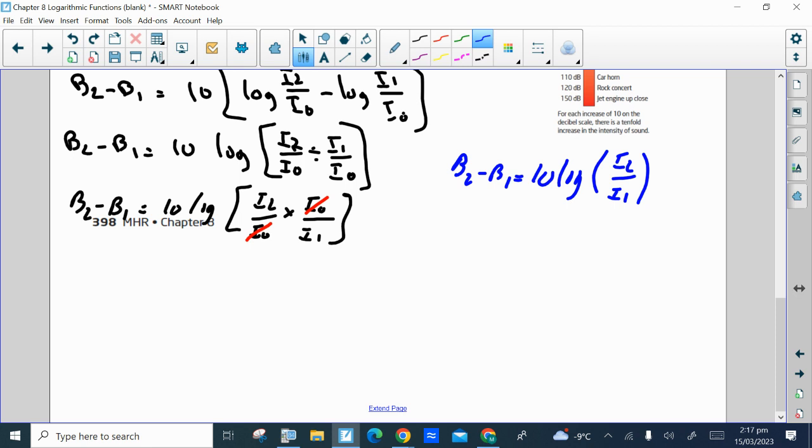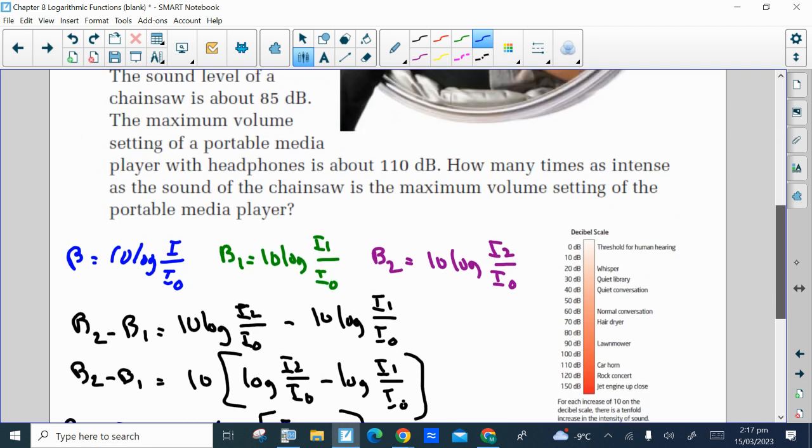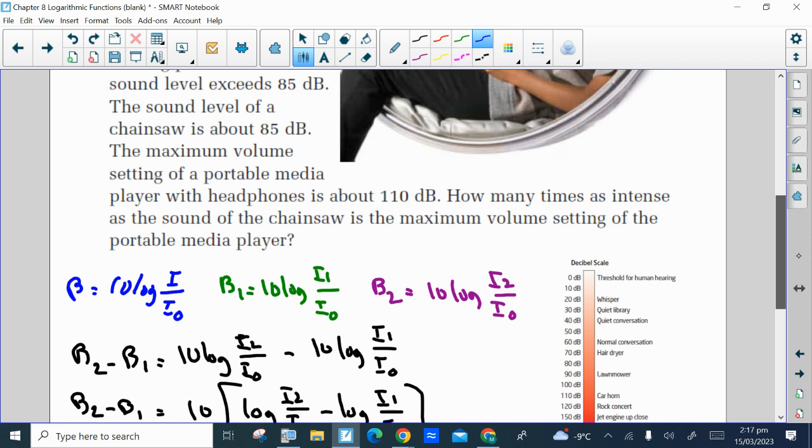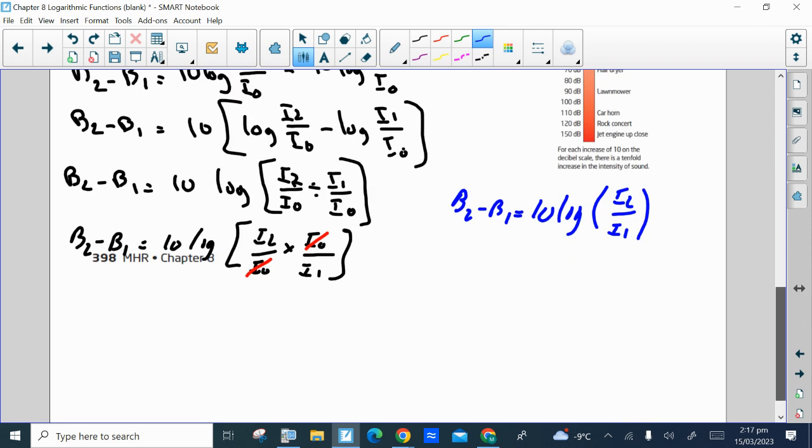And basically, we want to solve for the argument. We want to know what I sub 2 divided by I sub 1 is. That'll be how many times more intense the sound level of the media player is compared to the sound level of the chainsaw. Now, we can put our values of B sub 2 minus B sub 1 in there, and I could have done it earlier. It doesn't matter. But the decibel level for the headphones is 110. The decibel level for the chainsaw is 85. So this left side will become 110 minus 85. And again, I could have done that earlier. Could have done it at the start. It doesn't matter.